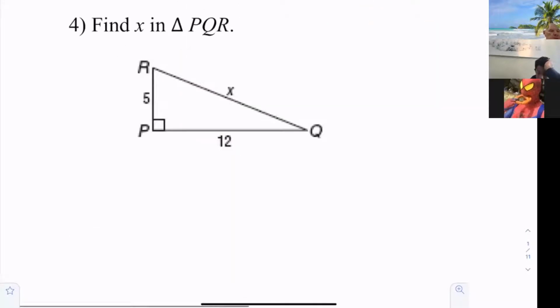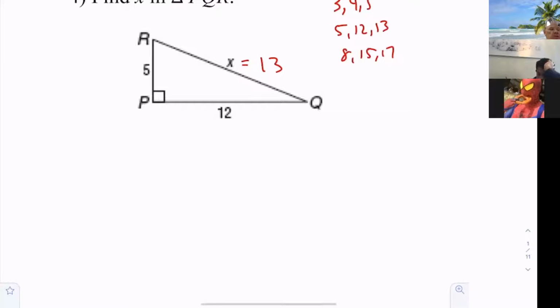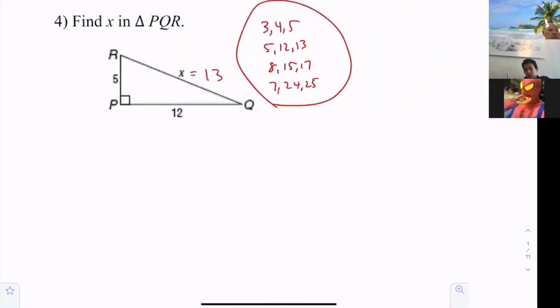All right. So over here, this is obviously a triple, which I've preached to you over and over. 5, 12, 13. So at the top of your paper here, 3, 4, 5, 5, 12, 13, 8, 15, 17, 7, 24, 25. Those are critical. Those can help you out a lot if you remember those. And the more you write them, I just write them all the time. Then it kind of gets into your brain. You can kind of see them quickly.